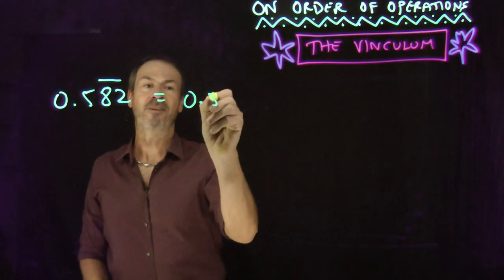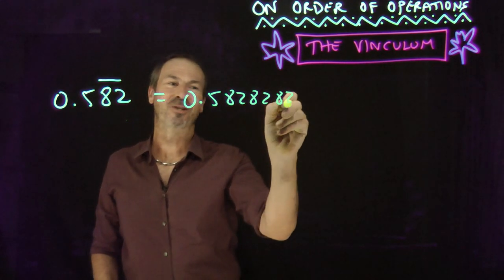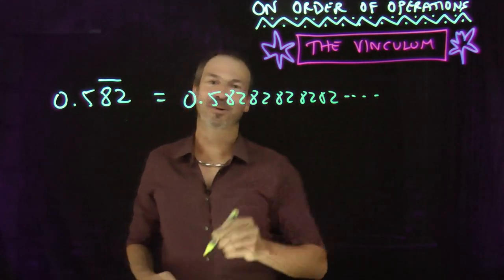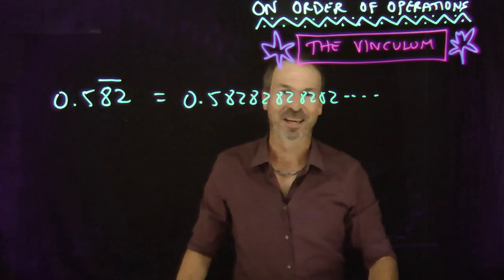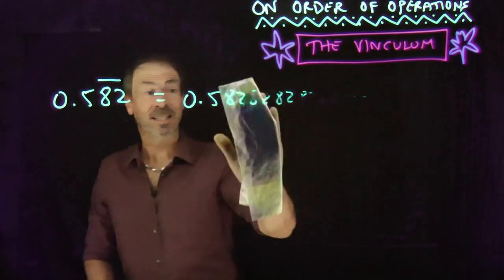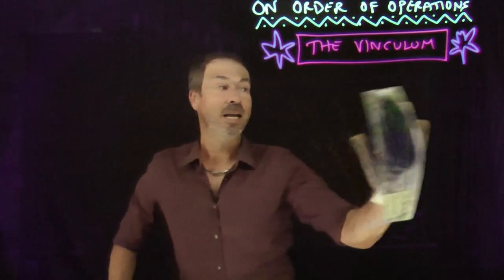This means the decimal point 5, 82, 82, 82, 82, 82, and so on and so on. There, another use of the vinculum for grouping. Another place, this is a very lovely, happy coincidence, in geometry.